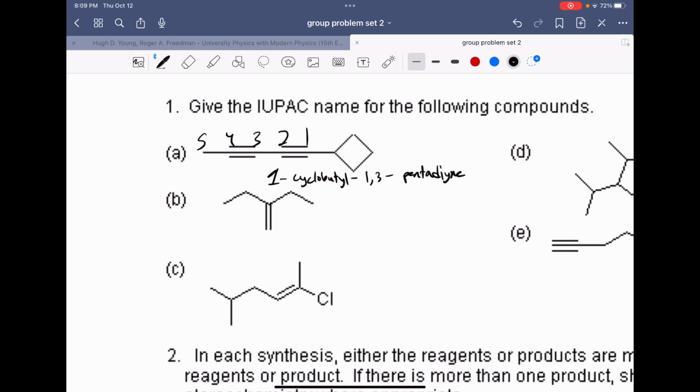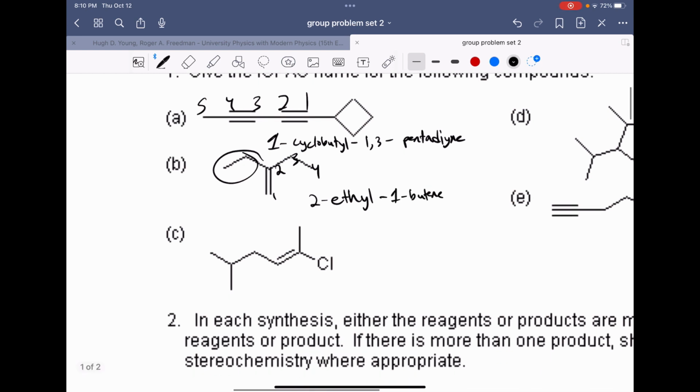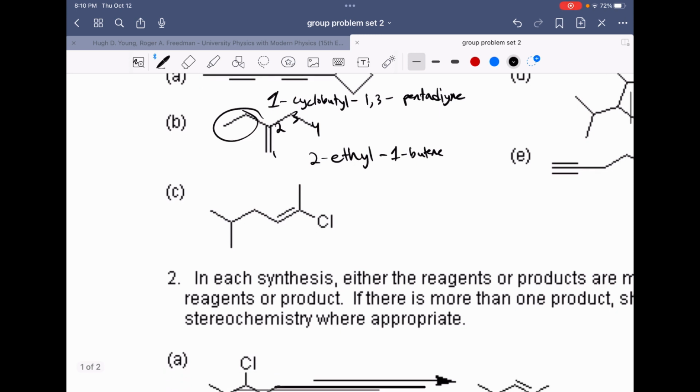And this next one, find the longest chain containing the double bond, the alkene. And you also want the alkene to be at the lowest possible number when you're numbering the carbons. So start from this side. And then we'll have this ethyl group that's hanging off the side. So in this case, we'll have a 2 ethyl butane. Sorry, that's wrong. 2 ethyl, 1 butene, because this is an alkene, right?